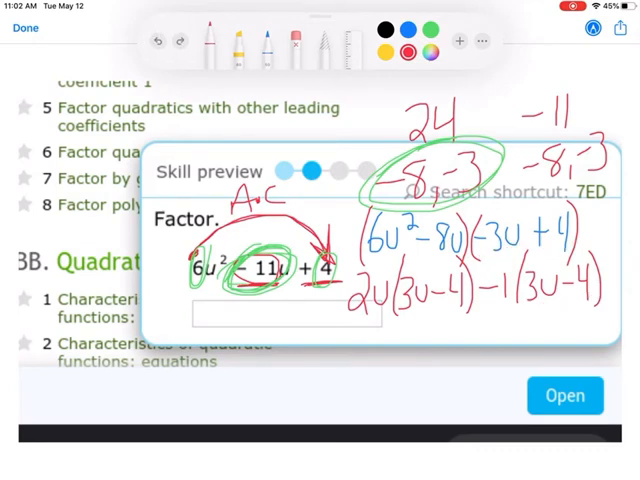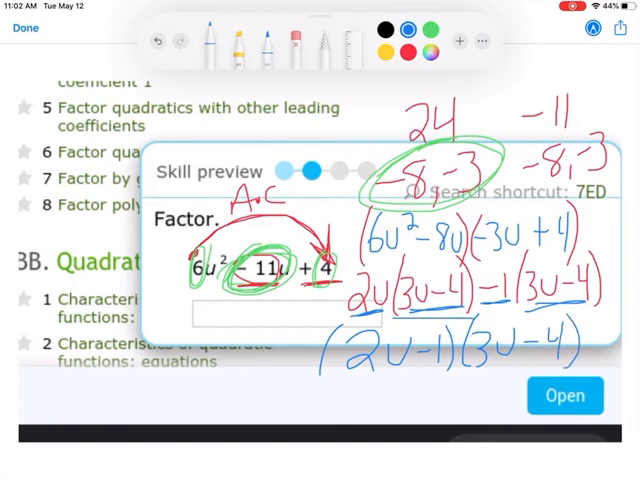You're done. So your factors are going to be 2u minus 1. There's one factor, 2u minus 1. And your other factor is 3u minus 4. And that right there is going to be your answer that you're going to put in this little box and say, okay, go.